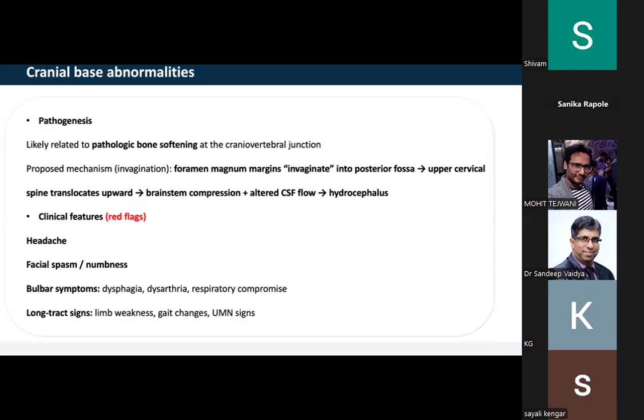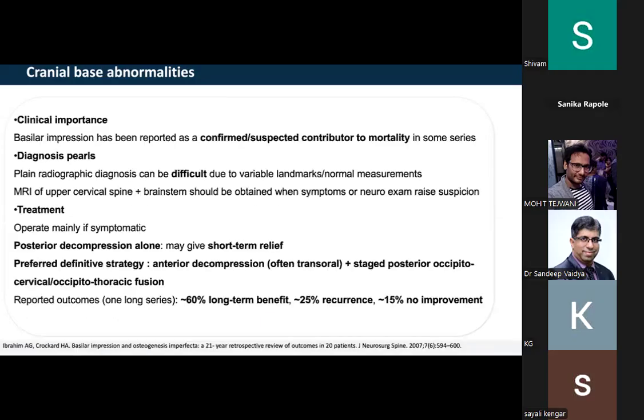So the red flags that we have to look for when we examine a patient are maybe they're complaining of headache, some facial numbness or spasm, dysphagia, dysarthria, respiratory compromise. Some long track signs might be there, like maybe limb weakness, gait disturbance, some UMN signs. If any of these symptoms exist, we cannot rely only on plain radiographs, and we need to get MRI done.